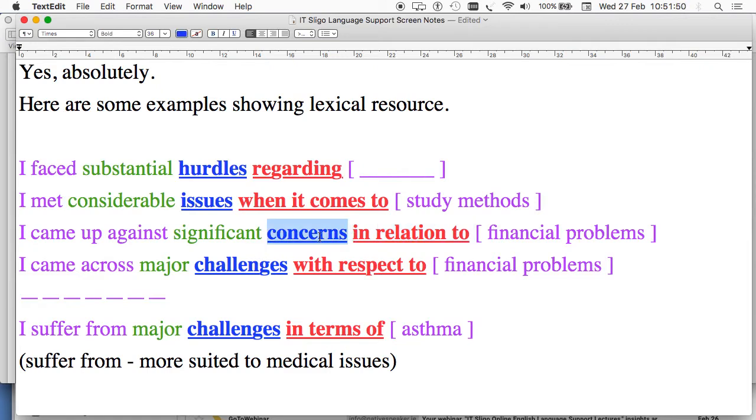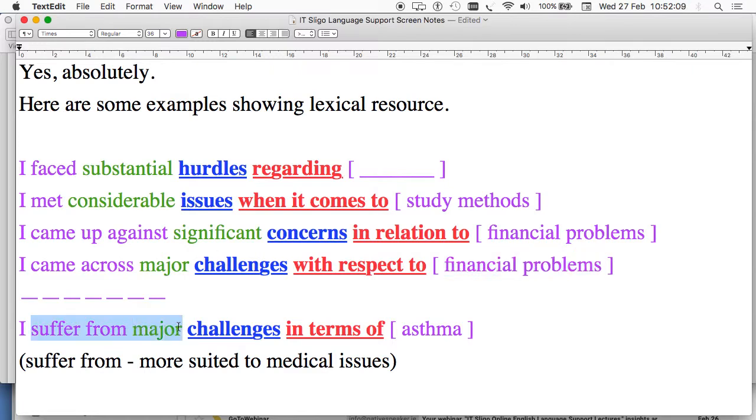Okay, so I came up against significant concerns in relation to financial problems. Concerns is more like worries rather than problems. So maybe somebody told you they were worried about something, then that's what concerns means. Another very diplomatic word for problems is challenges. So I came across major challenges with respect to, and then you say financial problems, okay, or financial issues.